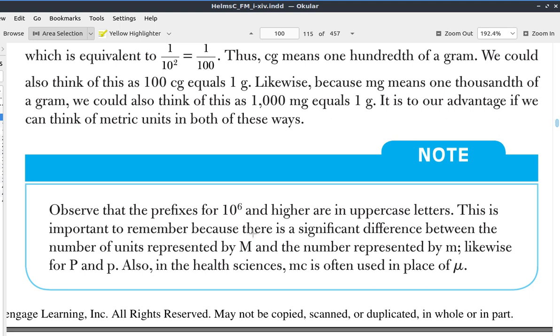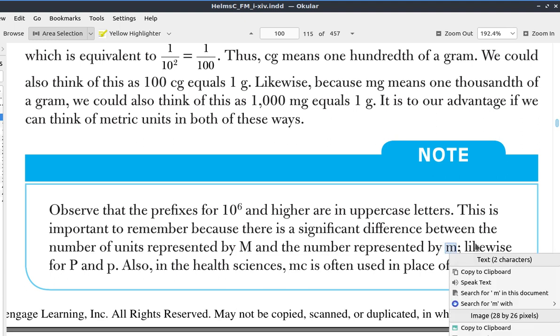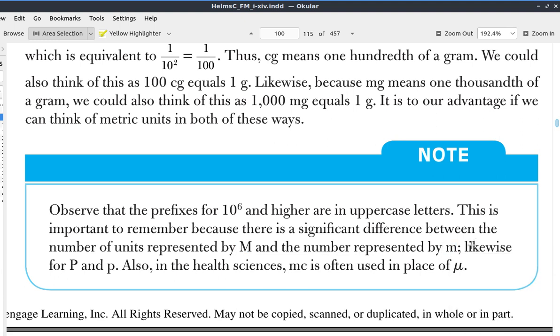Now observe the prefixes 10 to the power of 6 and higher are in uppercase letters. This is important to remember because there is a significant difference between the number of units represented by uppercase M and the number represented by lowercase m. Uppercase M means mega, it's million, 1 million. Small m, lowercase m, means milli, which is 1,000th of.